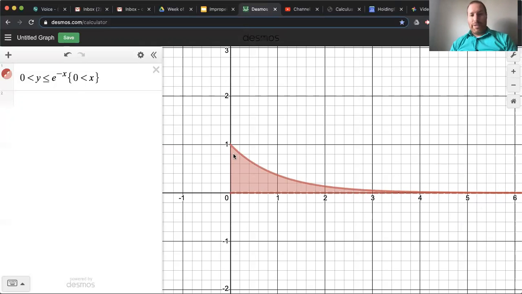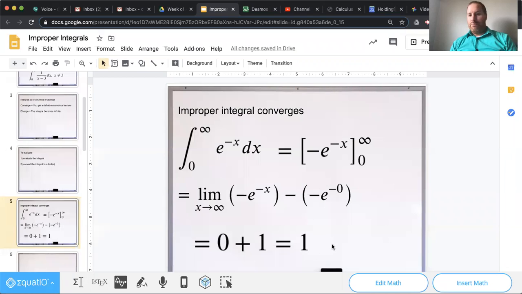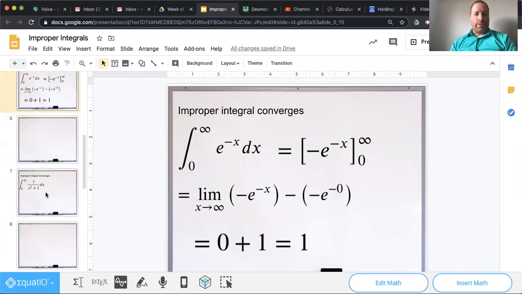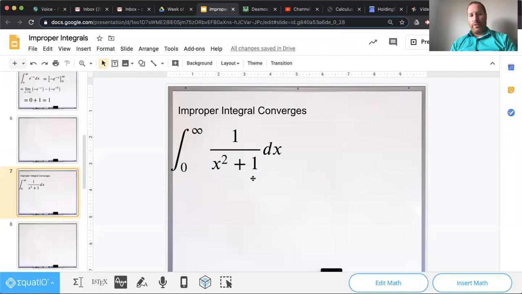Well, if we added up all of this red space out there, it would be equal to 1. That's essentially what you're finding. What's the area underneath that curve? Because we're adding up lots and lots of little rectangles forever and ever, right? We're adding up infinitely small rectangles for an infinite amount of time, essentially in an improper integral. But that integral becomes 1. So let's look at another one that converges.